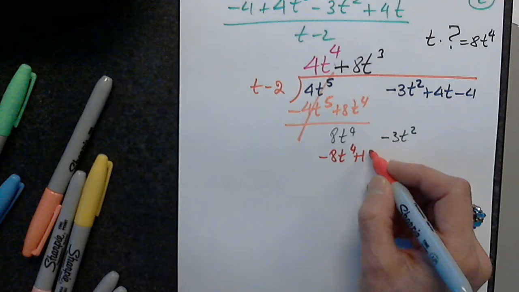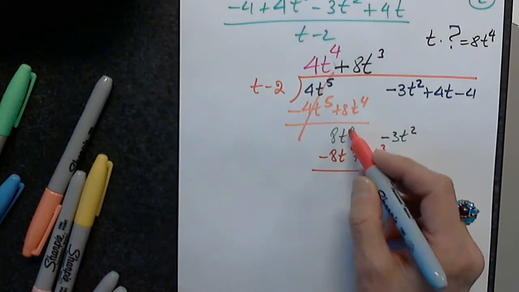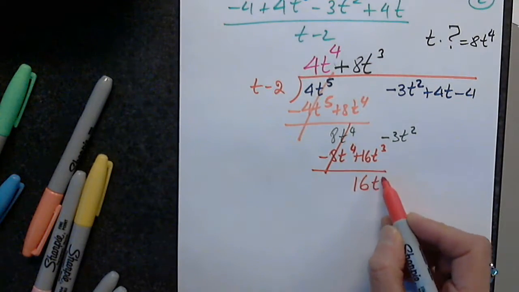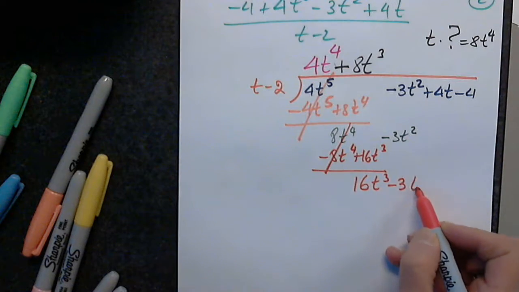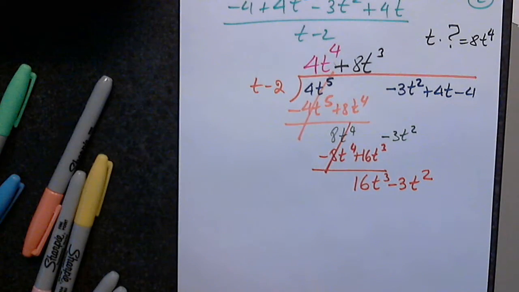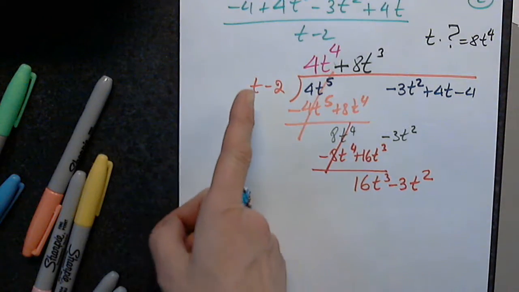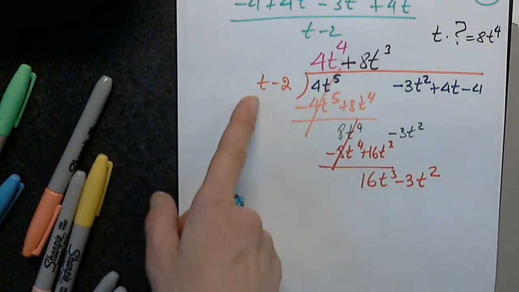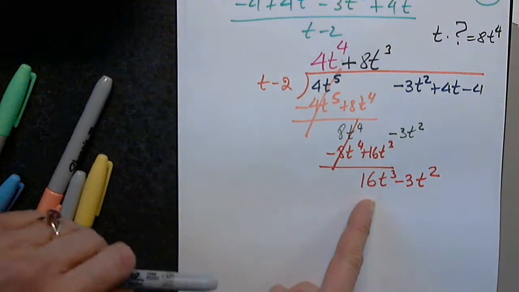Positive 16 to the 30. Very good. I bring down the next in line, and now the next in line. What question do I ask myself now? It's the same question. T multiplied by what is 16t cubed?